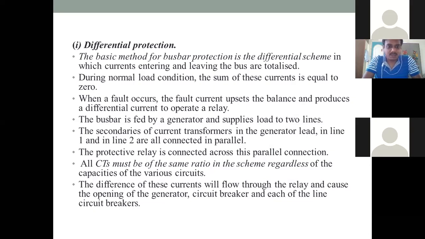So these are the remaining points that were explained regarding the connection, how the connection is given and how it works. The difference of the current will flow through the relay. The transmission line will have a generator, circuit breaker, lines, everything, at each of the transmission lines and feeders. So the circuit breakers where you are sensing the fault, this relay will operate and they will be disconnected.